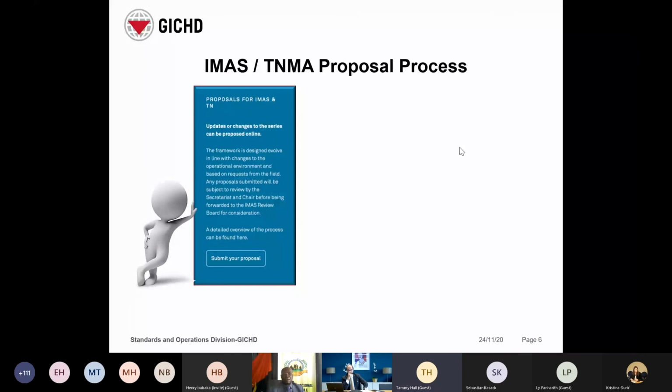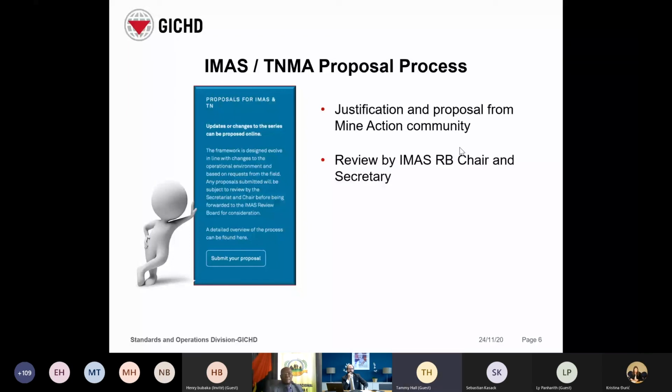If the sector wants to move forward, and obviously that is our position, that this would be the way ahead. It's not such a difficult process. There is obviously a justification and proposal from the Mine Action community, and almost all the authors of this document are represented on the IMAS Review Board, which is the technical body that reviews new IMAS guidance. So that would be an easy matter. These proposals are initially reviewed by the IMAS Review Board Chair and Secretary, and then submitted to the board for acceptance in terms of working on the content with Review Board members and developing that content.